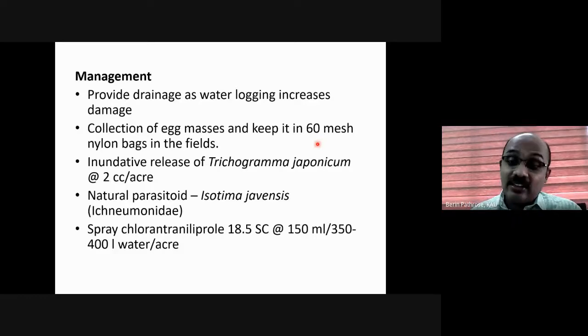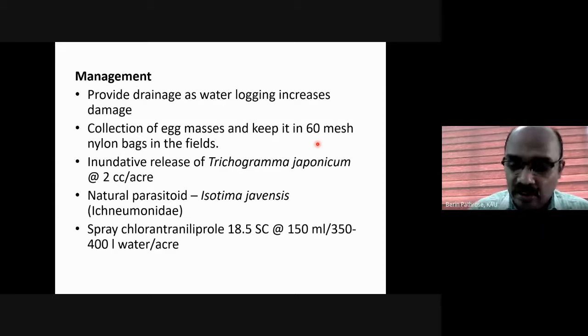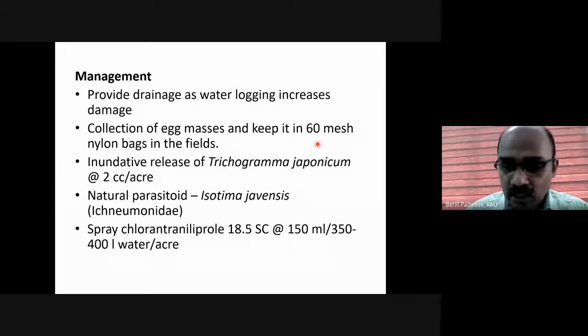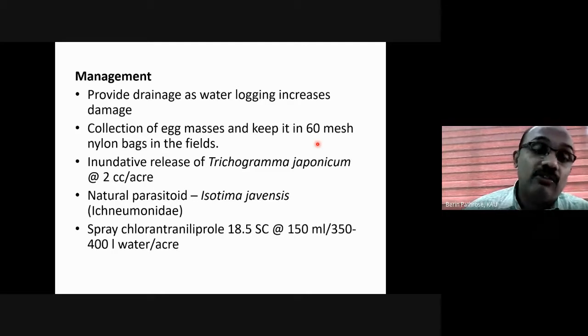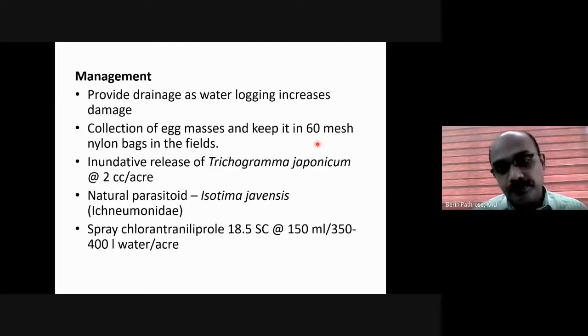Then there is a natural ichneumonid parasitoid, Isotima javensis, which is naturally there in the field. It helps in the management of stalk borer. We are not rearing it in biocontrol labs. Then we can go for spraying of the pesticide chlorantraniliprole, Coragen, at the rate of 150 ml in 350 to 400 liters of water per acre.